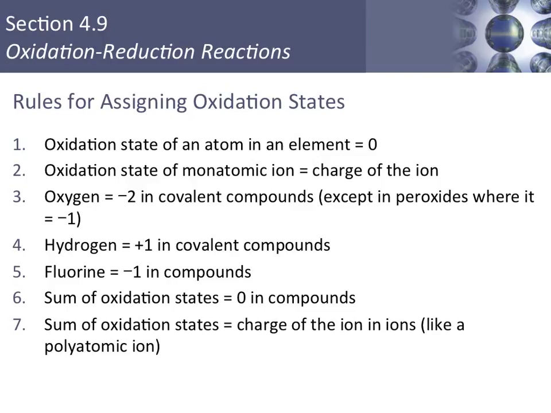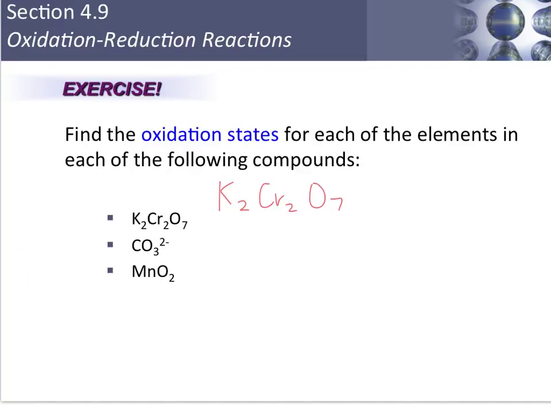So think about that kind of like when we were assigning charges to ions in ionic compounds, we wanted something that was electrically neutral. The last rule you can think of pertaining to something like a polyatomic ion, the sum of the oxidation states should give you the overall charge for that polyatomic ion. So let's practice finding the oxidation states for each of the elements that make up the following compounds.